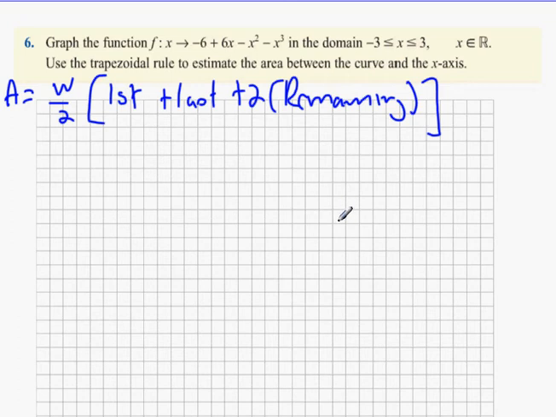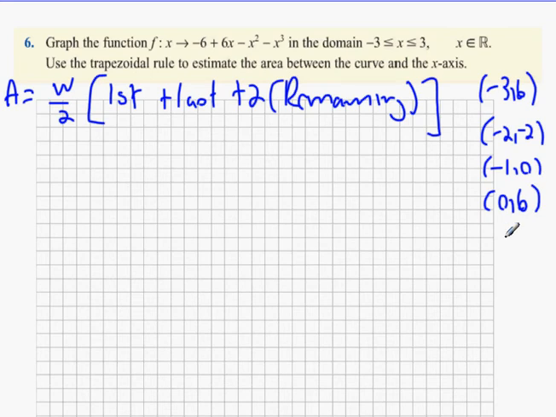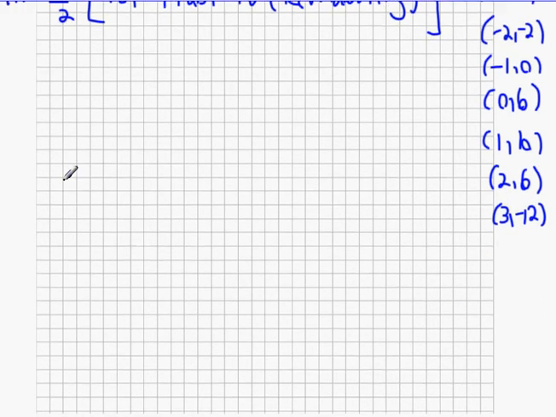For this, in this exercise, yes. Okay, what's the points? Okay, -3, 6. -2, -2. -1, 0. 0, 6. 1, 10. 2, 6. 3, minus 12. 2, 6 or 2, 1? Okay, thanks. Thanks, Connor. Useful as always.